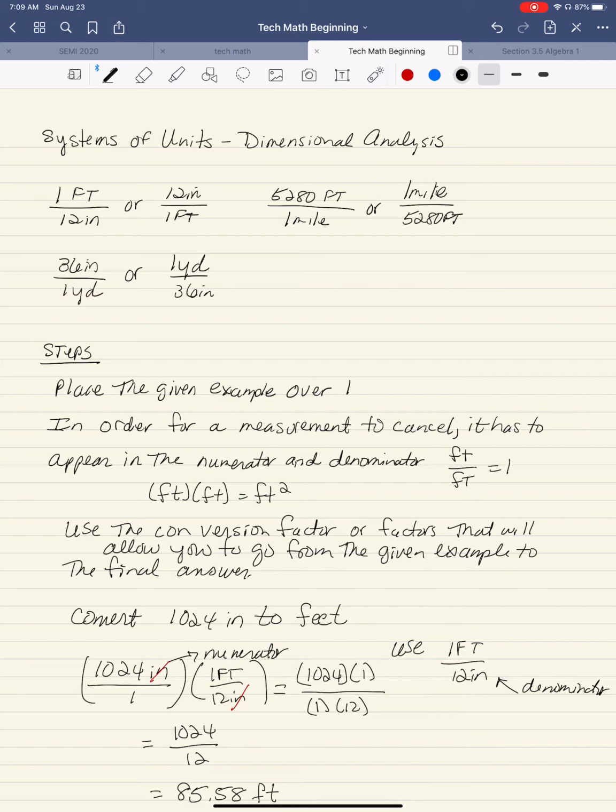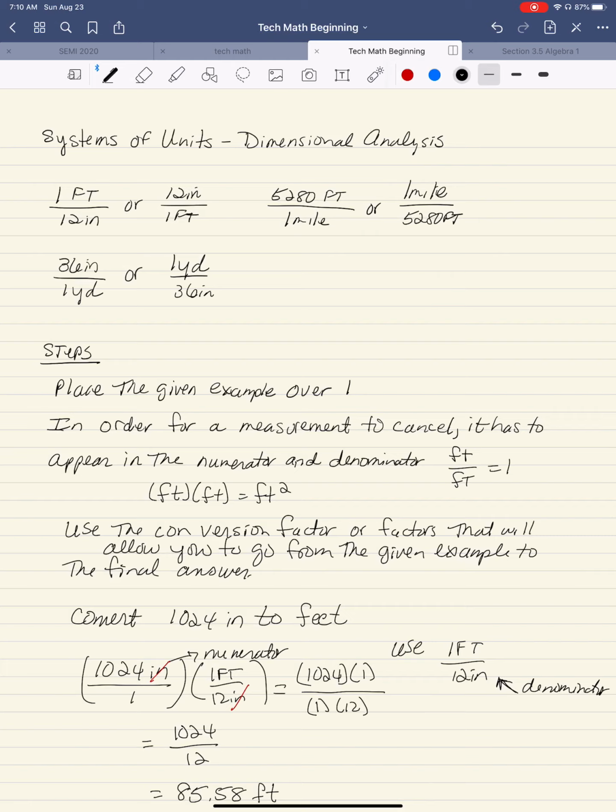So use the conversion factor or factors that will allow you to go from the given example to the final answer. For instance, you want to convert 1,024 inches to feet. So you put the original number over 1, so 1,024 inches divided by 1, and you're going to multiply it by 1 foot over 12 inches. Notice on the original number, inches is in the numerator, so you want to make sure you pick the conversion factor where inches is in the denominator.